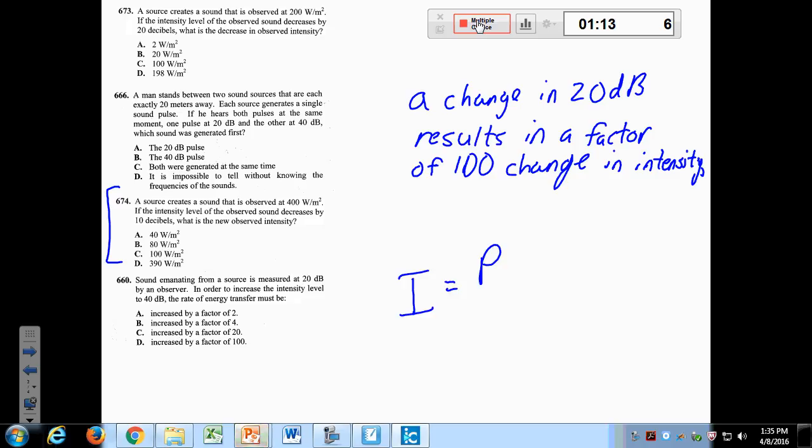Remember, my intensity is equal to power divided by area. When it says rate of energy transfer, it's really just talking about the power. Anytime you have a rate, it's something divided by time. Energy divided by time, which is power. All right? So what's the answer, Ariel?